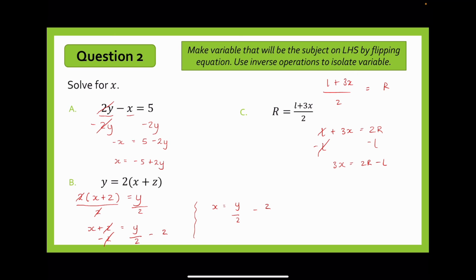And to get rid of the 3 in front of x, because that's saying 3 is being multiplied by x, we divide both sides by 3. Hence, our answer is now going to become x is equal to 2R minus L, all divided by 3.